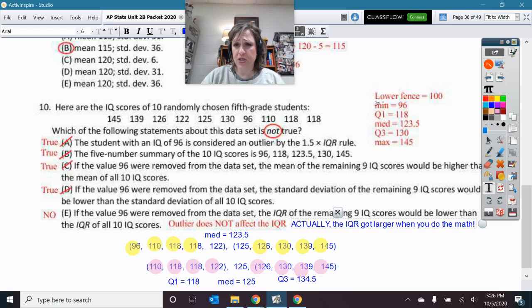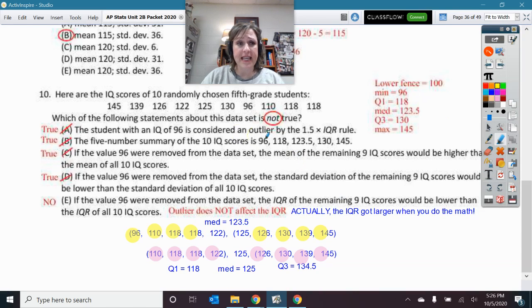So I first put all the numbers in to see what the 5-number summary was. And so then I could see that answer choice B was correct because the 5-number summary is what it came out to be. Furthermore, answer choice A is also true because 96 is an outlier, because the lower fence is 100. So 96 is a lower outlier. Now, with C, if 96 is removed, that lower outlier pulled the mean down, so getting rid of it will allow that mean to go higher.